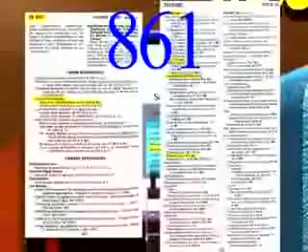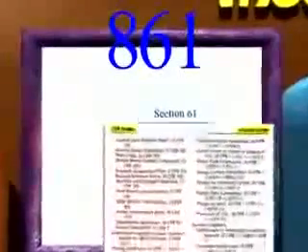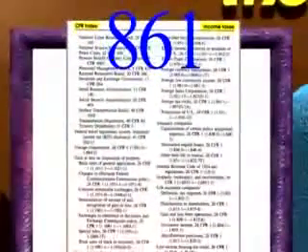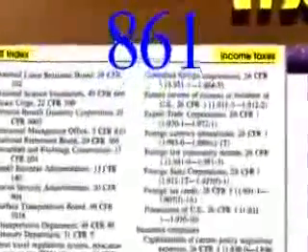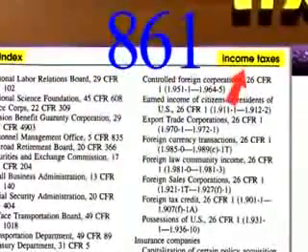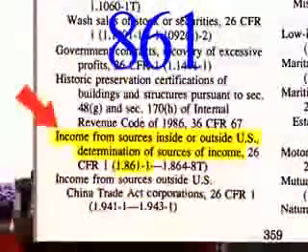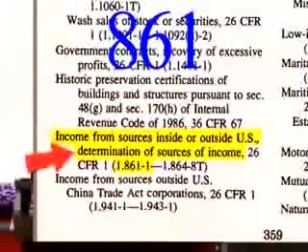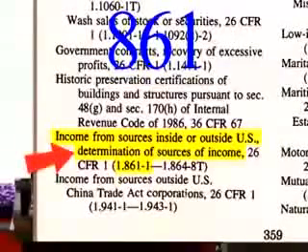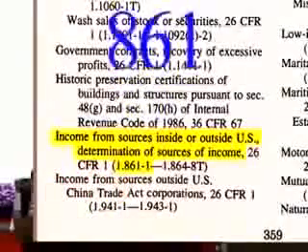While neither the cross-references nor the indexes are technically the law, they do give us an indication of where we should look next. The index of the Code of Federal Regulations, which does carry some legal weight due to the Federal Register Act, contains a similar entry. Under the heading Income Taxes, there is an entry concerning income from sources inside or outside U.S., as well as determination of sources of income, which refers the reader to the regulations under Section 861 and following.